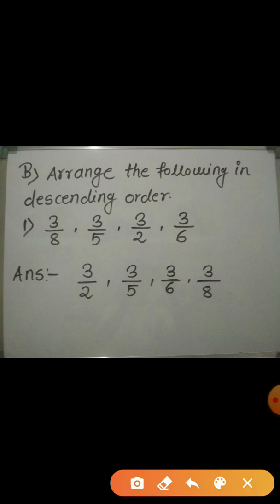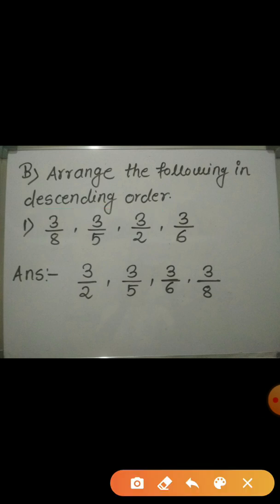Now coming to the question number B, arrange the following in descending order. The fractions are 3 by 8, 3 by 5, 3 by 2 and 3 by 6. Here all the fractions are unlike fractions with the same numerator. And we are asked to arrange them in descending order. Descending order means greatest to smallest.